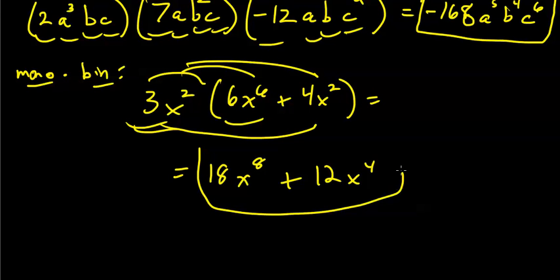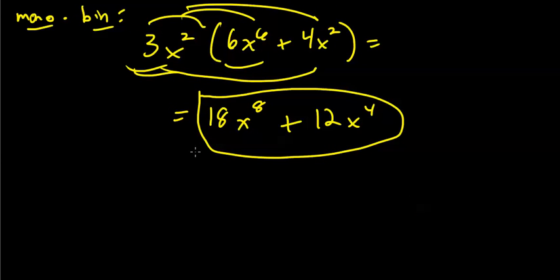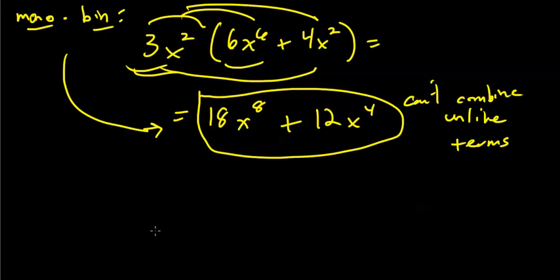Beware, these are not like terms. Remember, like terms are terms where the coefficients may differ, but the variable portions and exponents are the same. Alright, so these exponents certainly are not the same, so these are unlike terms. So we can note that we can't combine unlike terms. So this is as simple as I can get, and this is my final response for this particular problem. Alright, monomial times a binomial.